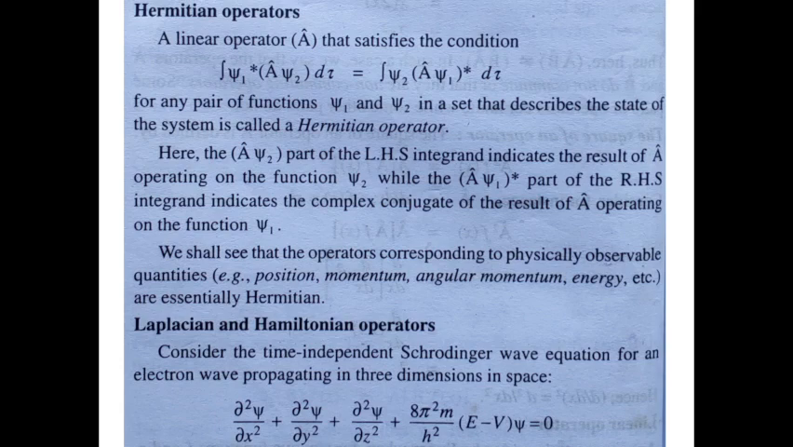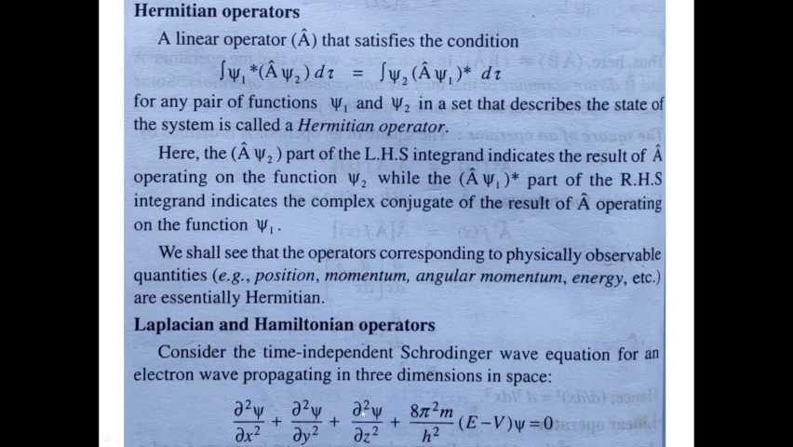Here again we are putting another restriction or condition to be satisfied for an operator to be used in quantum mechanics. The first one we mentioned is that it should be linear, and the second is that it is a Hermitian operator. Now we are coming to another two operators, the Laplacian operator and the Hamiltonian operator. We use the Laplacian and Hamiltonian operators in order to reduce the Schrodinger equation.